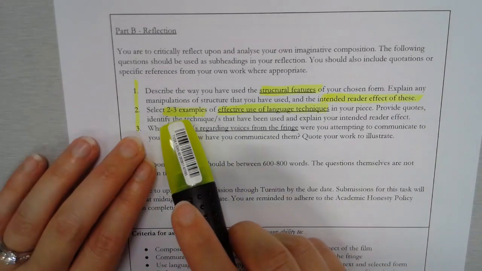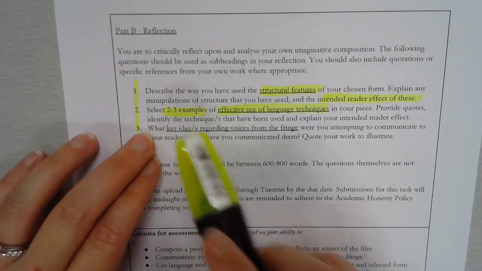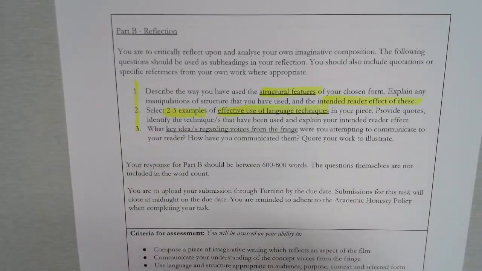So how have you used language techniques? Now, because it says 2 to 3 examples, I would try to use different examples. So for instance, I wouldn't use 2 examples of metaphor. I might talk about how I've used one metaphor, and then a different example I might use how I've incorporated a motif, or I've tried to develop a sense of tone for my piece to give a certain effect for the reader.